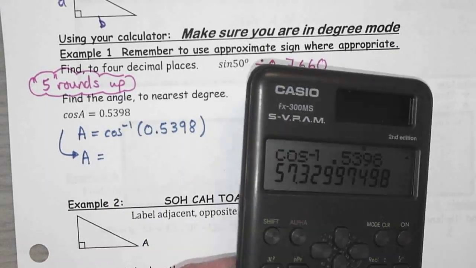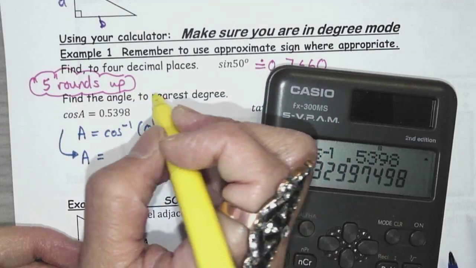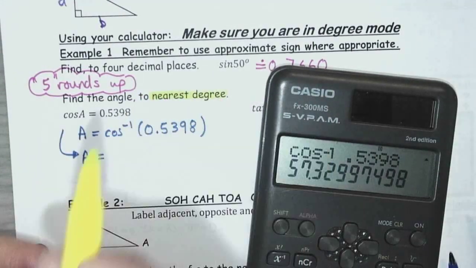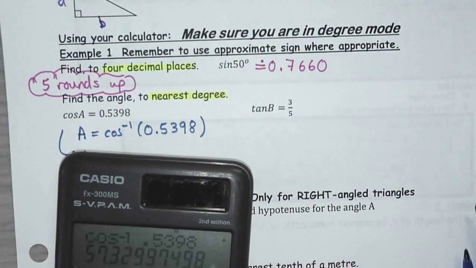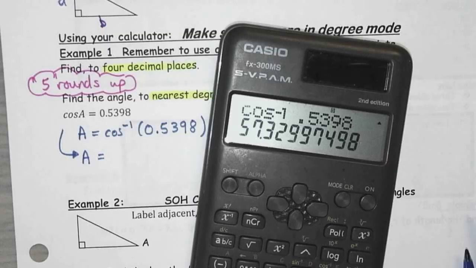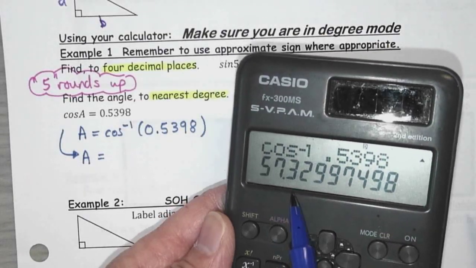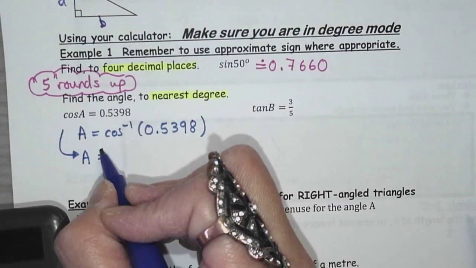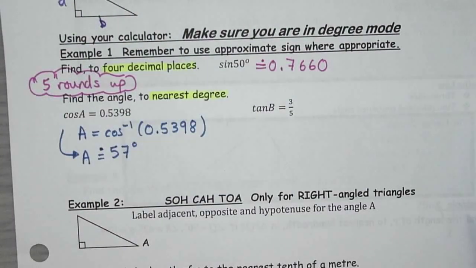57.329, and it says to the nearest degree. So when you're writing any evaluation, you always want to look to see what the instructions are. So this said 4 decimal places. This said nearest degree, so please watch out. These are little half marks you don't want to lose. So it's nearest degree, so it's 57.3, so it'll be approximately 57 degrees.